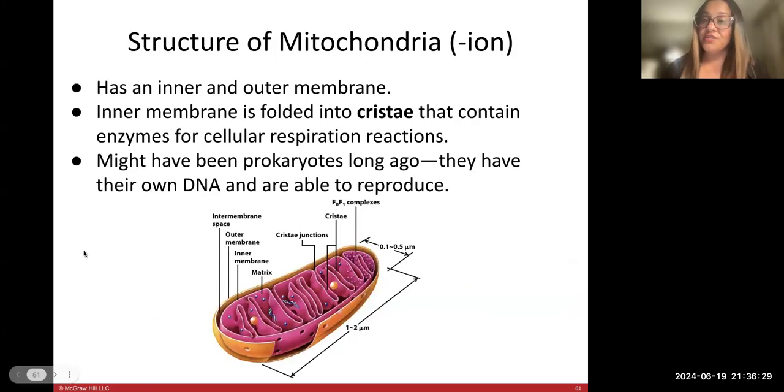Now that we are talking about cellular respiration, the mitochondria has an inner and outer membrane of its own. The inner membrane is folded into cristae that contain enzymes for cellular respiration reactions. They might have been prokaryotes long ago. They have their own DNA and they are able to reproduce. Our mitochondria reproduce themselves inside of our cells.